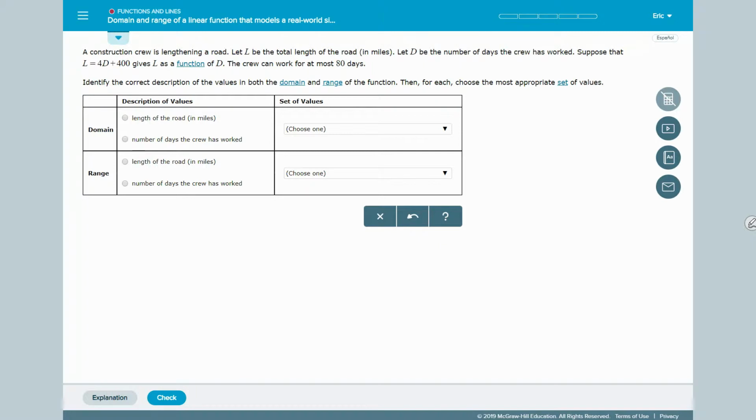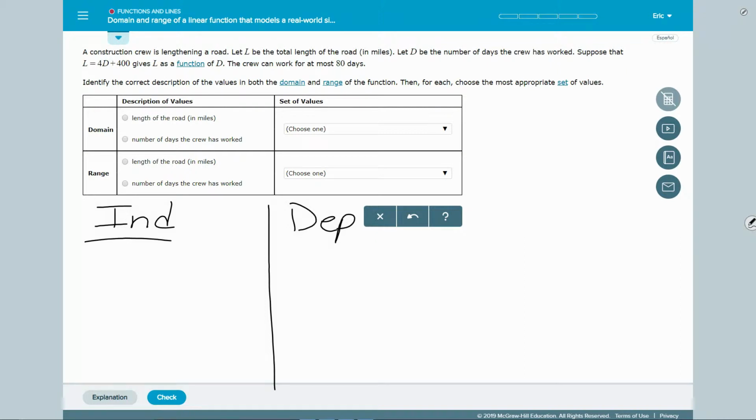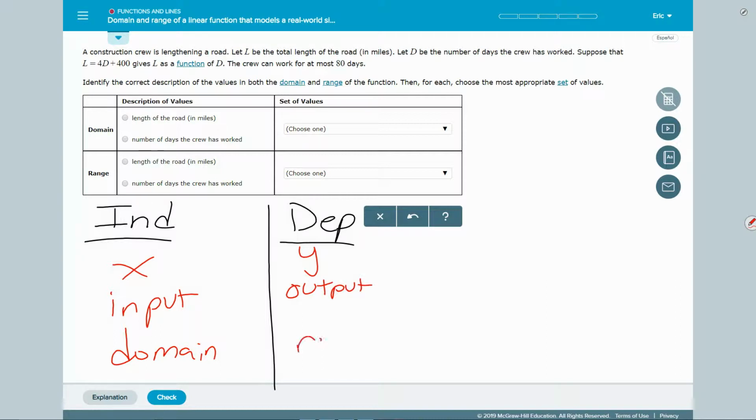The crew can work at most 80 days. Identify the correct description of the values in both the domain and range of the function. If you remember from our independent and dependent variable topic, you already know the difference between domain and range. Independent variables typically are your x variables, your input, and your domain. Dependent variables are typically your y variables, your output, and your range.